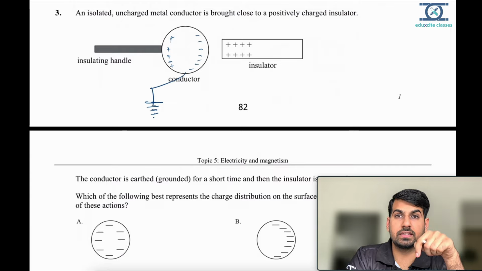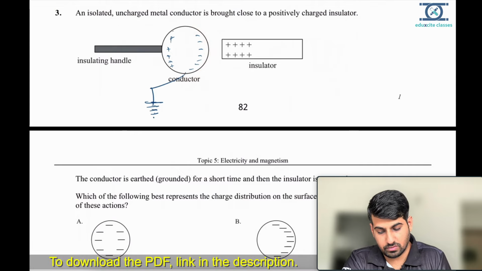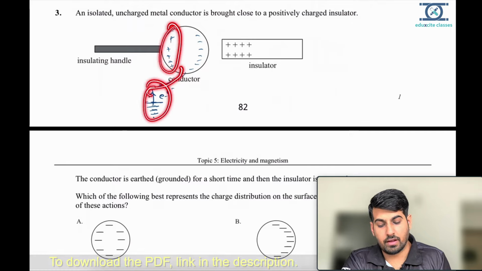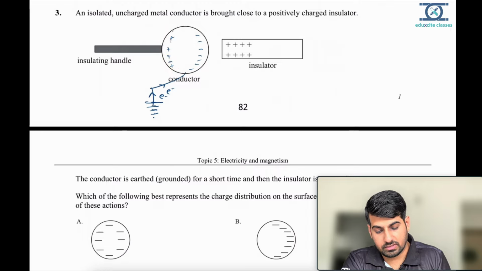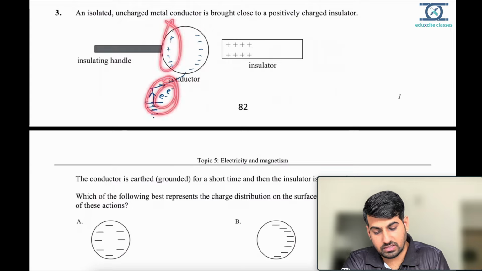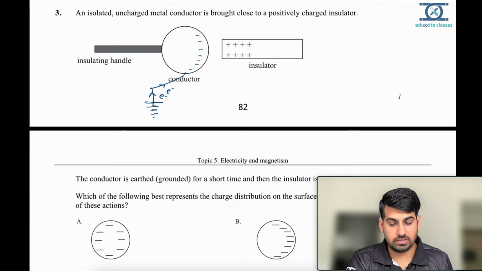As soon as the conductor is earthed, what will happen? This positive and this negative are attracted towards each other, so they are not free to move. The abundance of electrons in the earth will start to move to nullify this, cancelling this positive charge. For a very short period of time, these electrons will cancel out these charges, one positive, one negative cancelling each other.